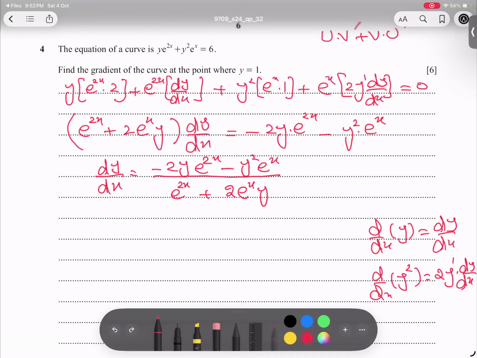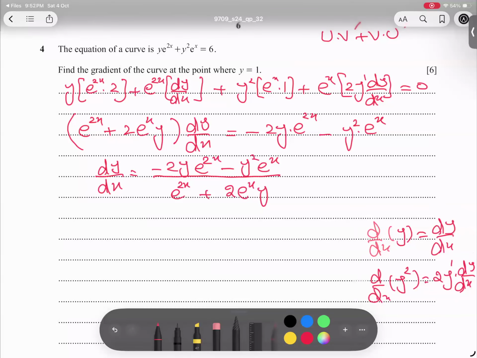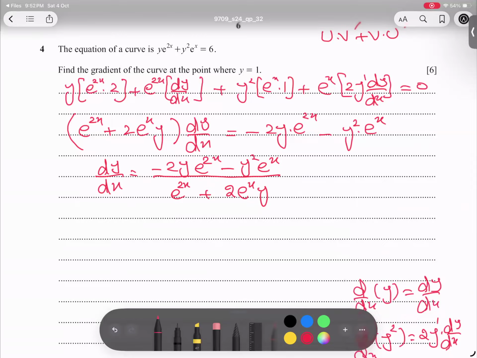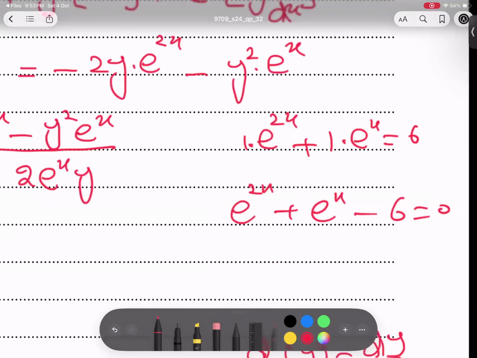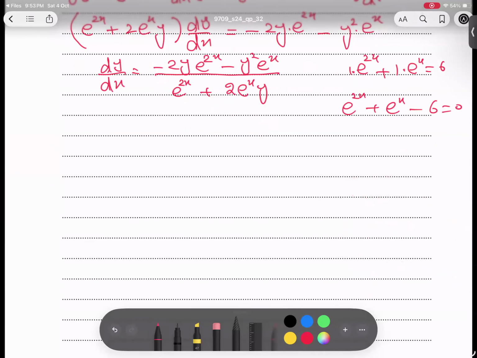So I'm going to apply it here. When y is 1, I plug in y equals 1 in each value. So 1 into e to power 2x plus 1 square is 1, e to power x is equal to 6. So how to deal with this? e to power 2x plus e to power x minus 6 is equal to 0. So I have to find the x value. It is a little bit lengthy. Anyway, let's try to do it.